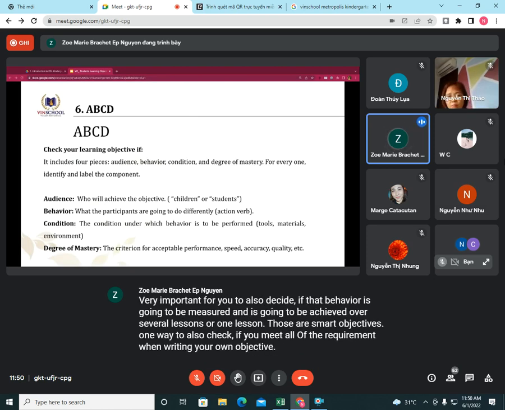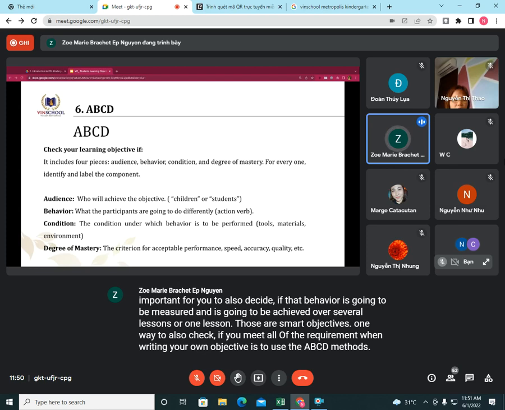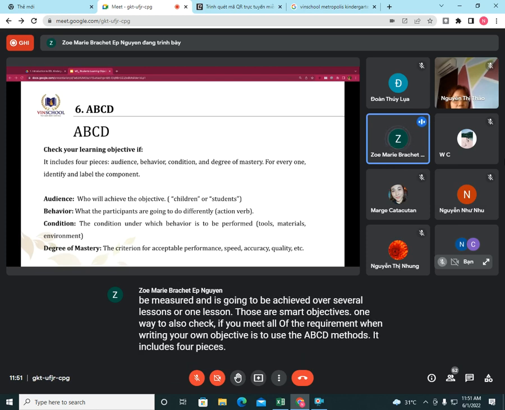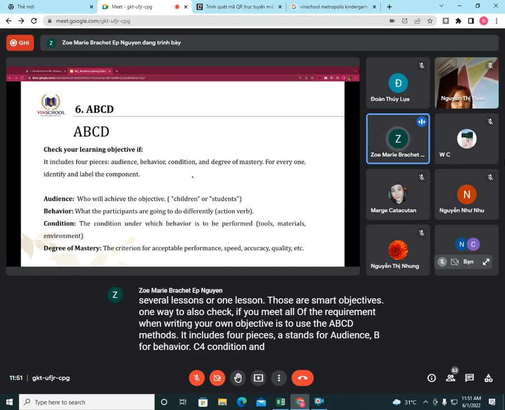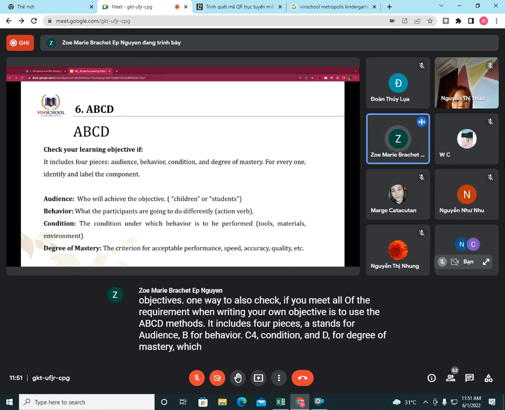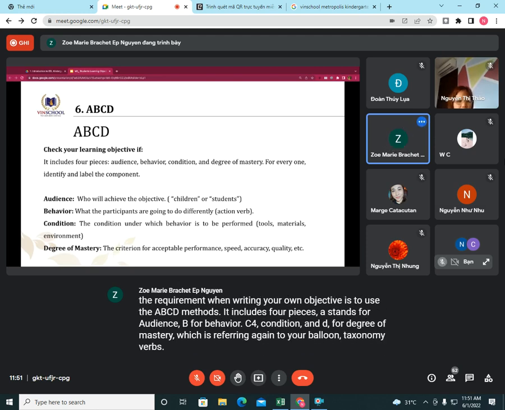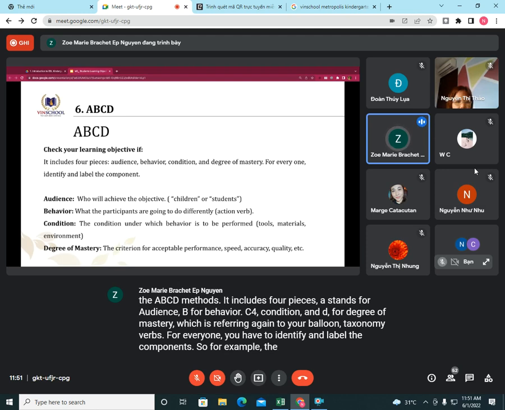One way to also check if you meet all of the requirements when writing your own objective is to use the ABCD method. It includes 4 pieces. A stands for audience, B for behavior, C for condition, and D for degree of mastery, which is referring again to your Bloom taxonomy verbs. For every one, you have to identify and label the components. So for example, the audience, we discussed that. Are the children or the students?